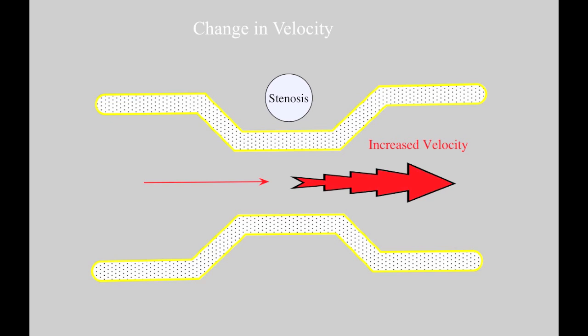One concept to review at this point is that as blood flows through a more narrow orifice, either a stenotic portion or a narrower portion of the vasculature, or through a valve, it has to compensate by increasing its velocity of blood flow in order to continue to move forward at the same rate.